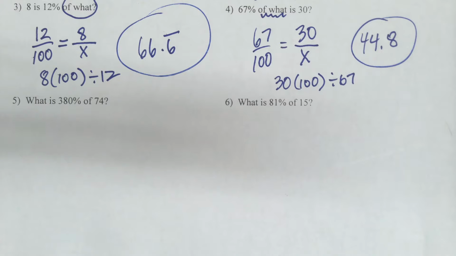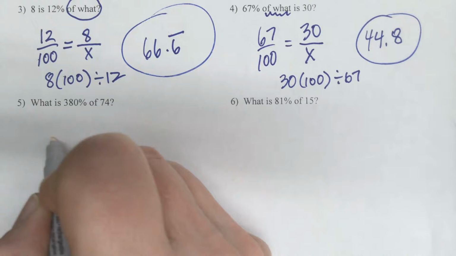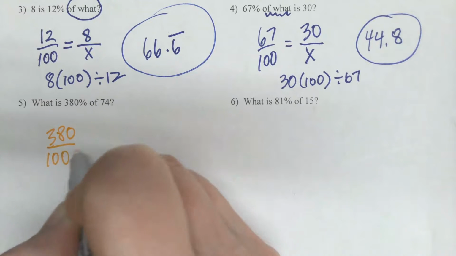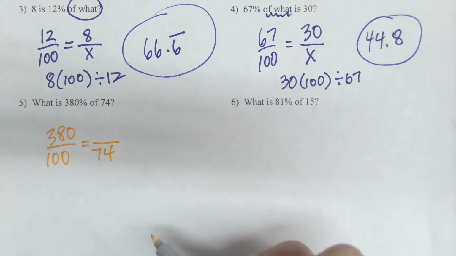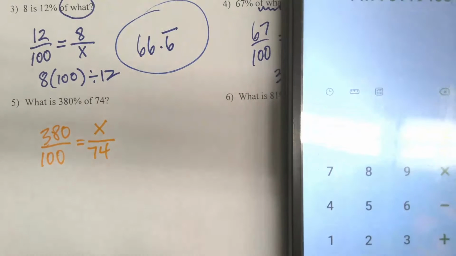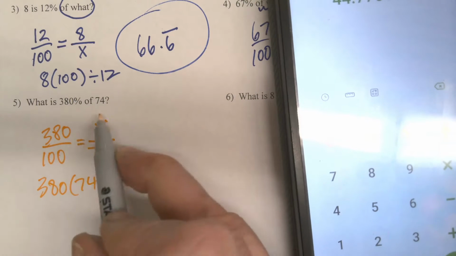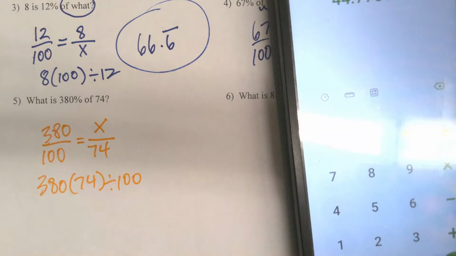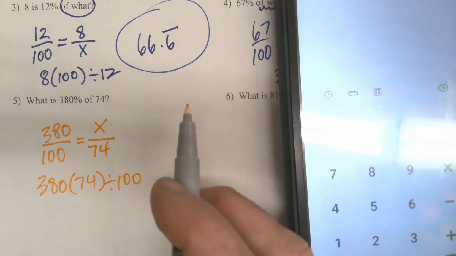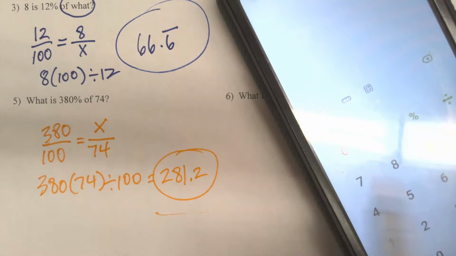And so next up we have, what is 380% of 74? So my percent, 380, goes over 100. The number that follows of goes on the bottom. The remaining number, the one by the is, is the missing part now. So now this is 380 times 74 divided by 100. I divide by the number that's across from the variable. I get 281.2. Not a percent, because I already have a percent.